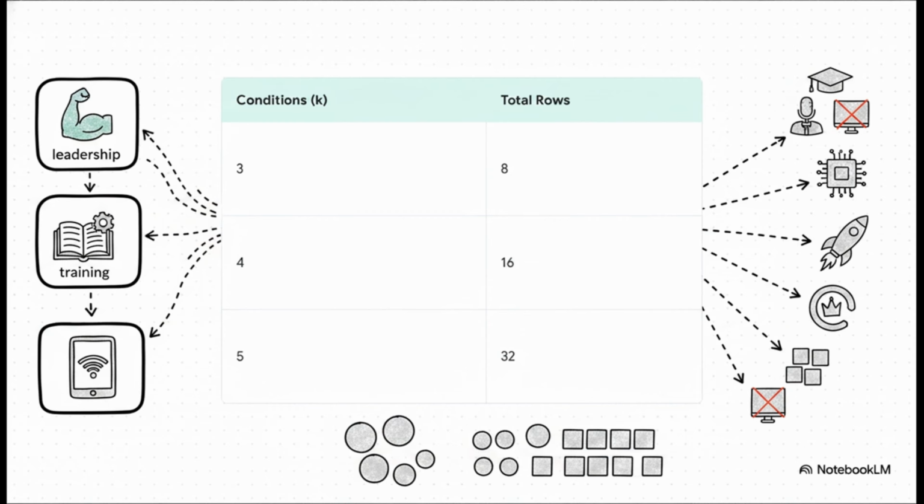What this means is that absolutely every single logically possible combination gets its very own row. Imagine each row as a totally unique potential recipe. For instance, one row might be leadership present, training present, but digital readiness absent. Every single base is covered.